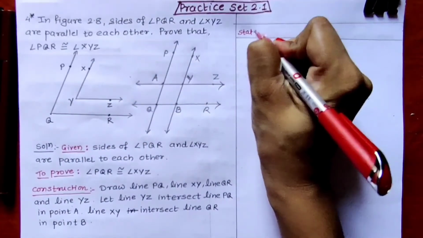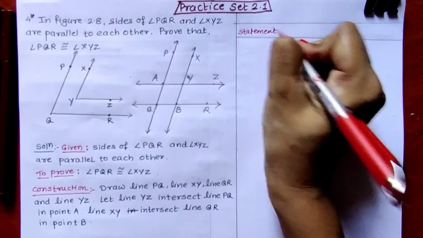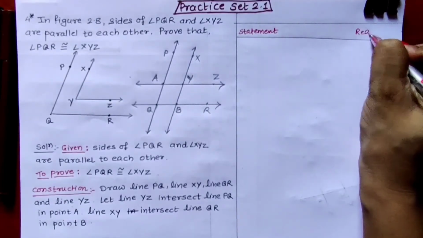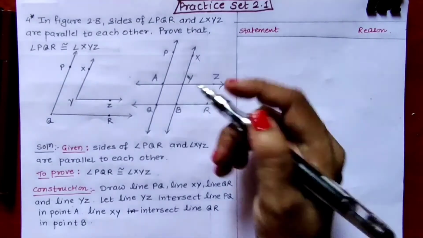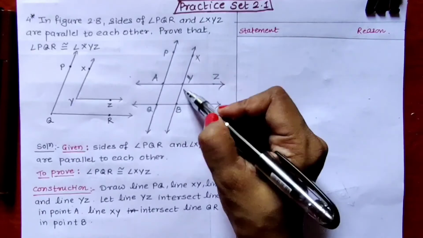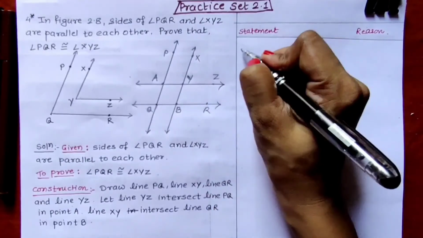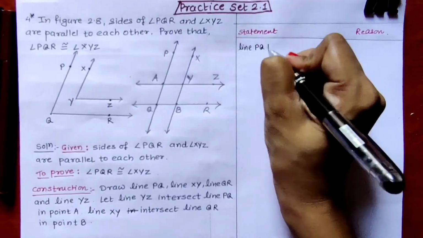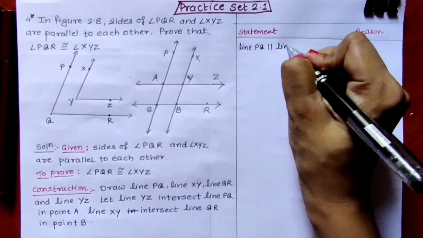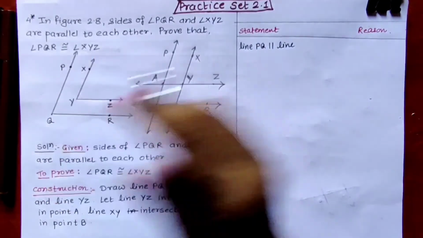Statement, and this part will be for the reason. Now take these 2 lines PQ and XY are parallel to each other. This is given to us. Line PQ is parallel to line XY. Okay, PQ and XY are parallel.